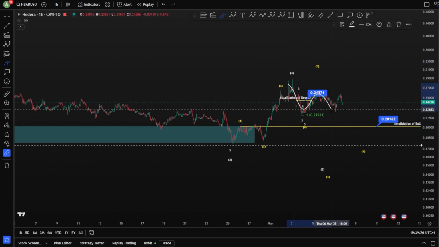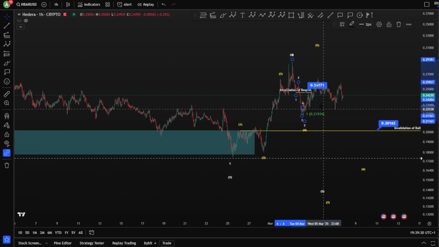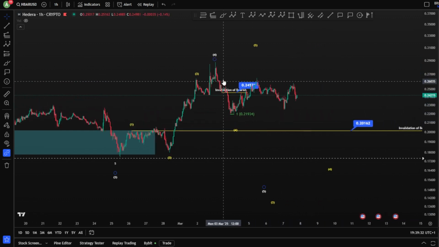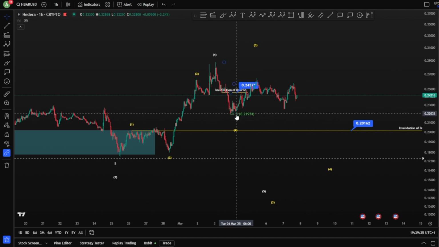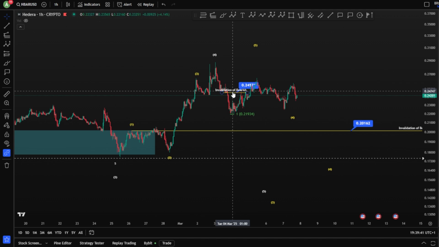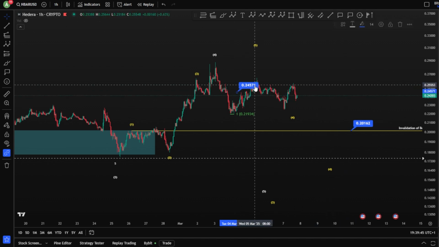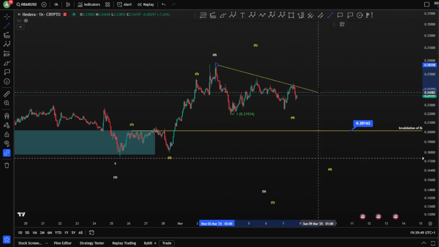Now, currently we are still ranging for this wave 4. And basically here after this kind of an impulse, but actually it is more like 3 waves. We didn't get our 5th wave. Therefore, it has transformed into a triangle, definitely. And as you can see, we have hit the invalidation of bearish, meaning there is no bearish anymore. And we're looking here definitely for a triangle.